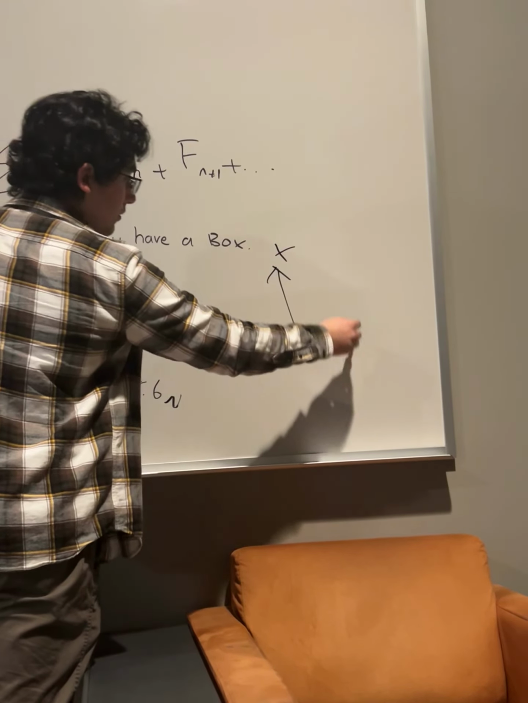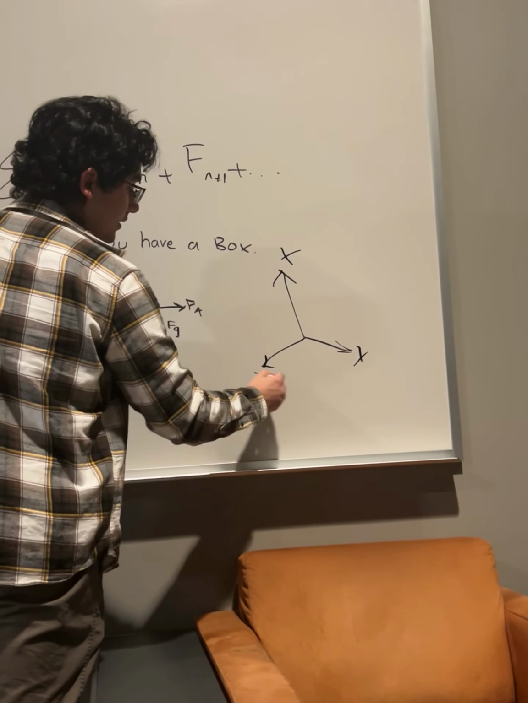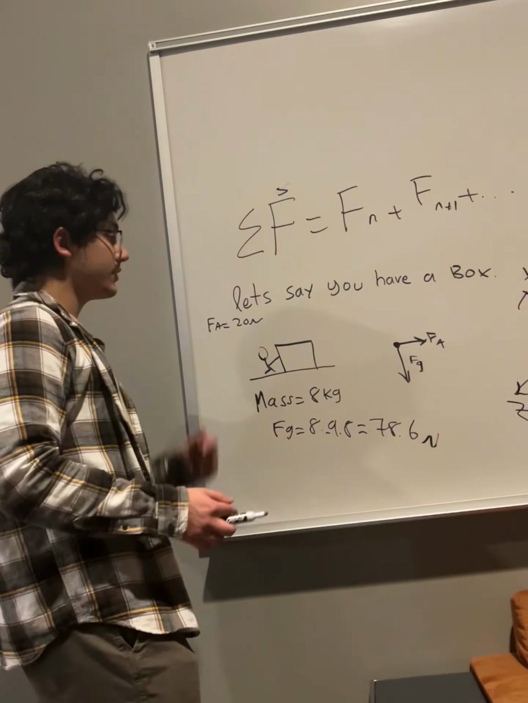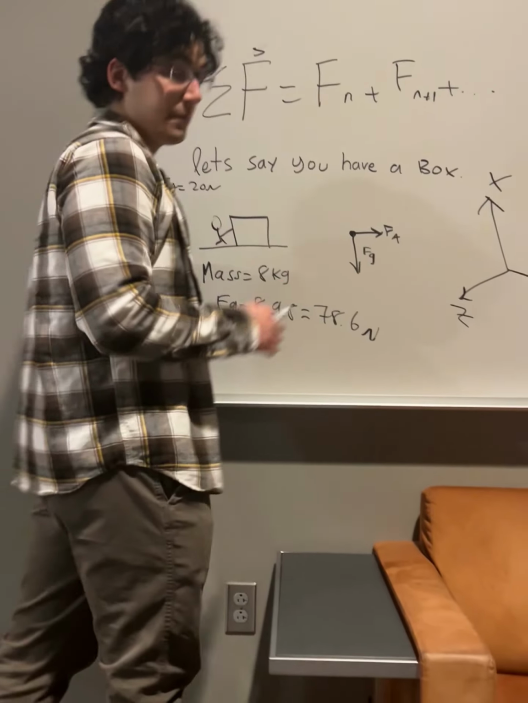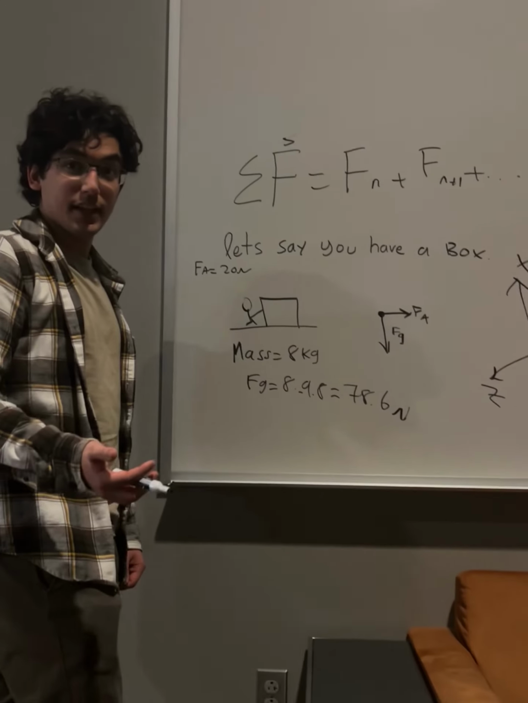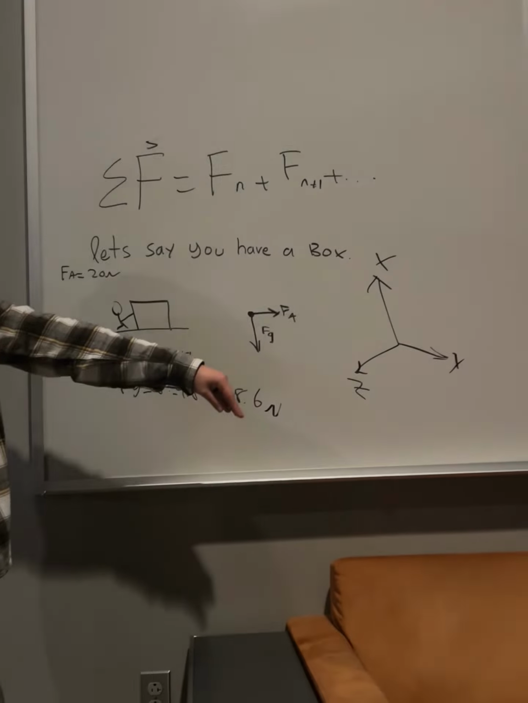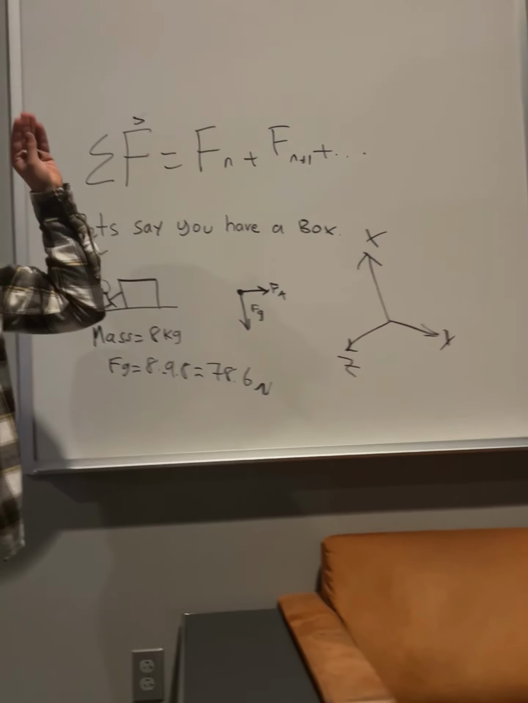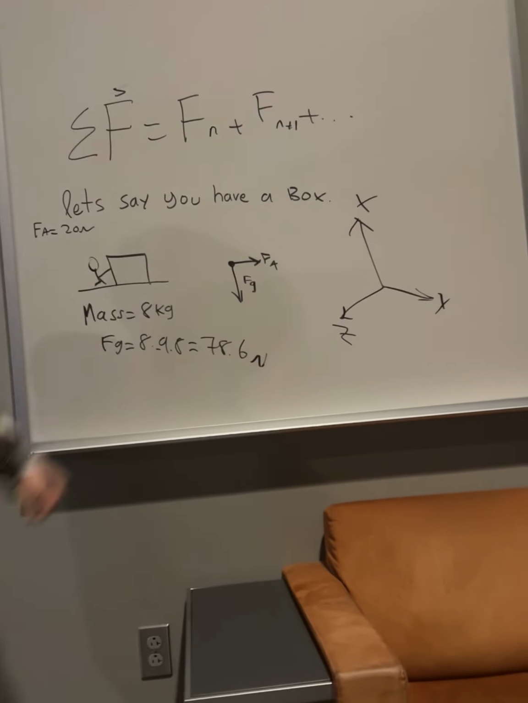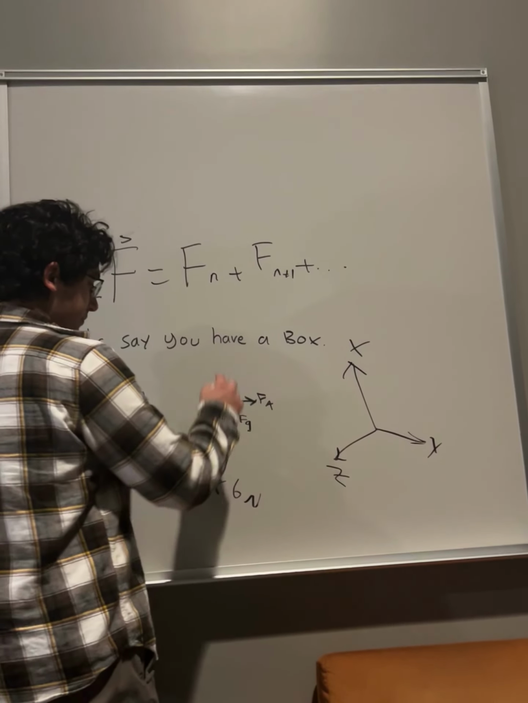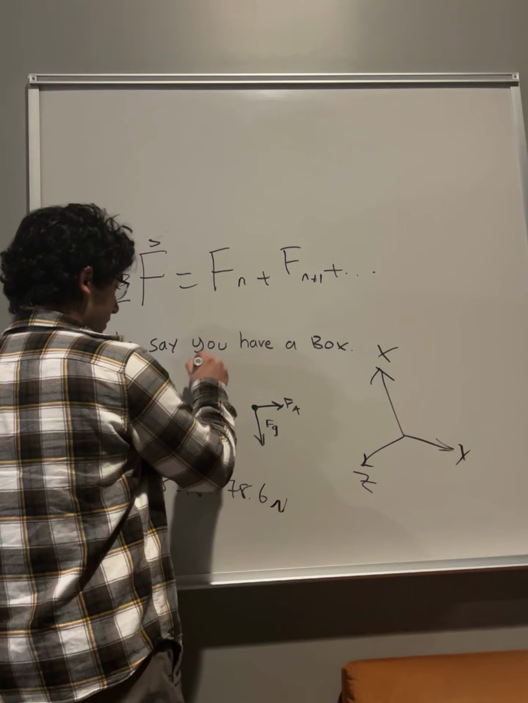X, Y, Z. That might look confusing for now, but think about it like 3D objects. Okay? We gotta keep things constant. If we're working in the x plane, horizontal, we keep it in horizontal. If we're working in the vertical, we will keep it vertical. So, force of gravity is just gonna be 78.9 newtons.